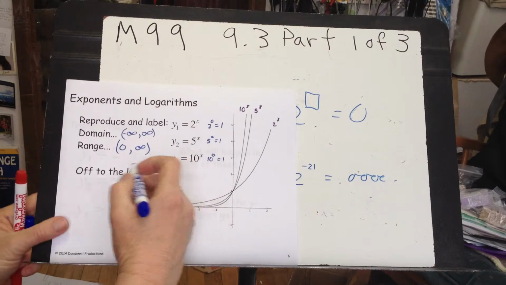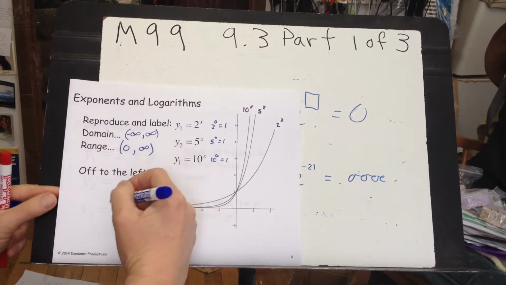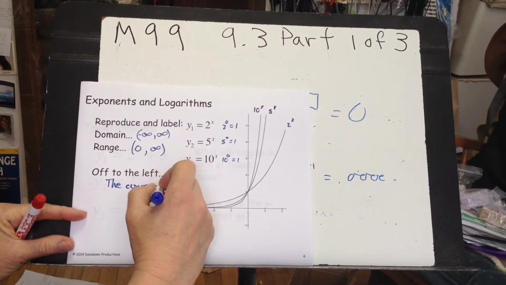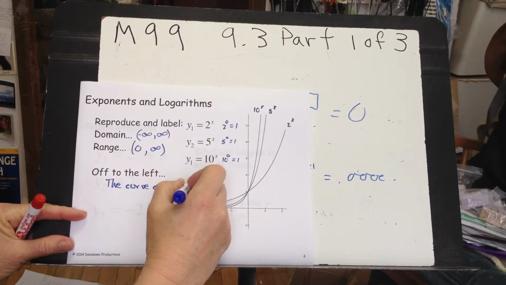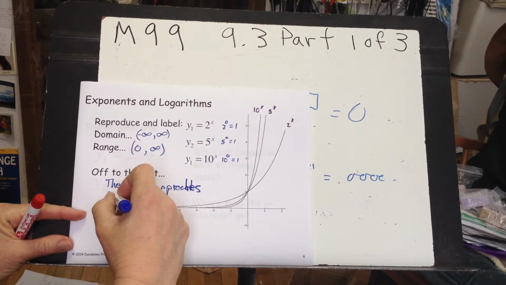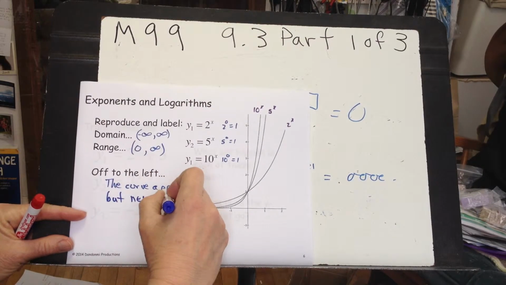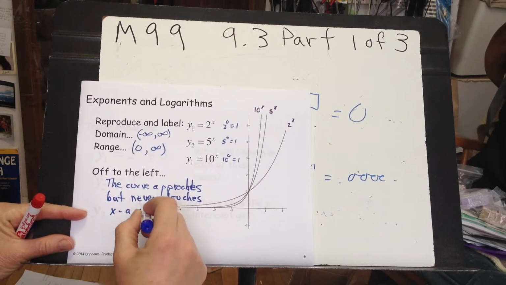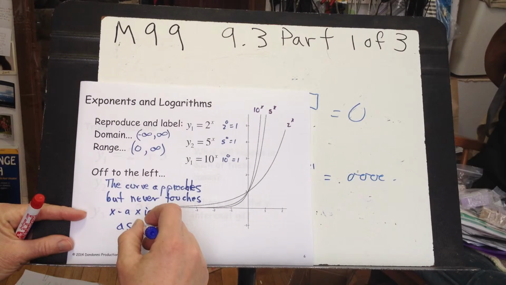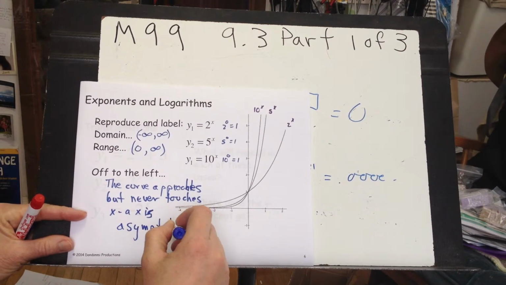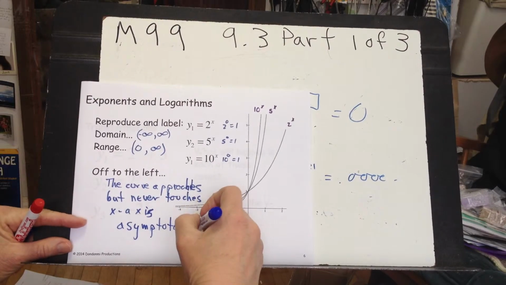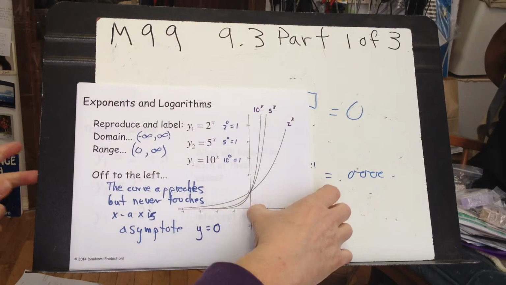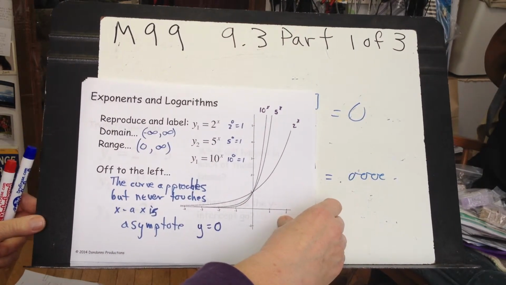And what do we call that? The curve approaches the x-axis, but never touches, so that's an asymptote. The curve approaches but never touches the x-axis, and that we call an asymptote. The x-axis is an asymptote. The equation for that asymptote is y is equal to 0. A lot of data in that slide.